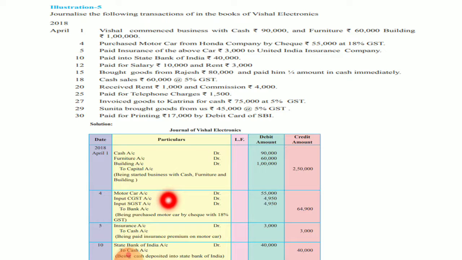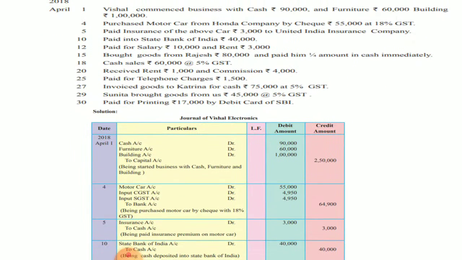So when it is an expense, debit all expenses and losses, and when cash is going out of the business, credit what goes out of the business. Okay, so our entry will be: insurance account debit 3,000 to cash account 3,000, being paid insurance premium on motor car.